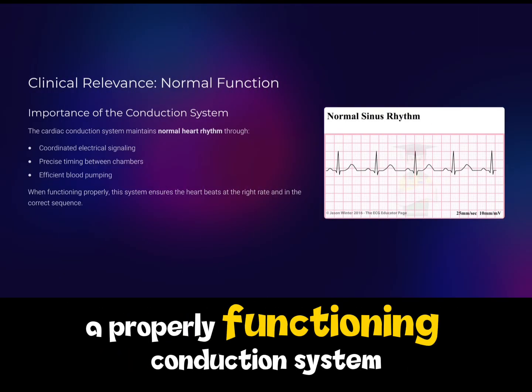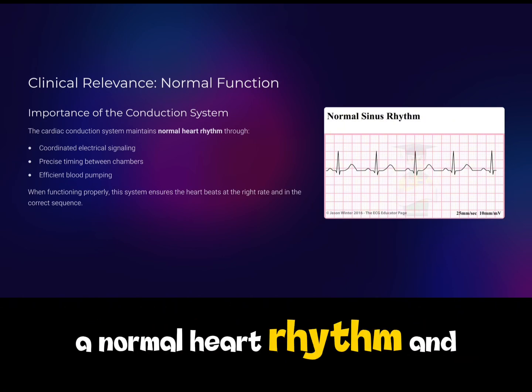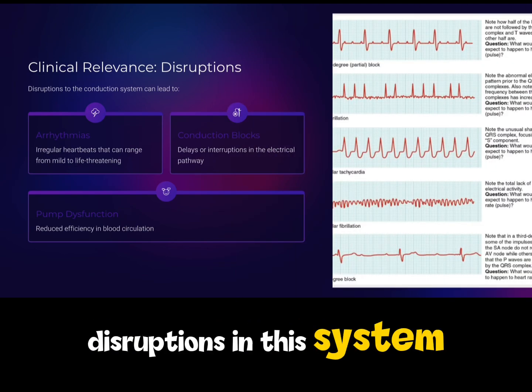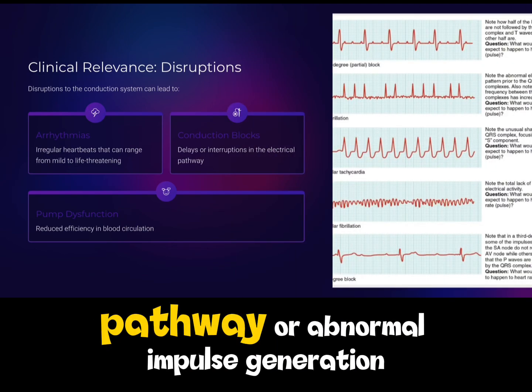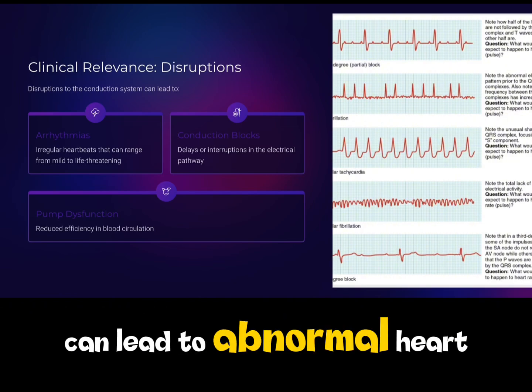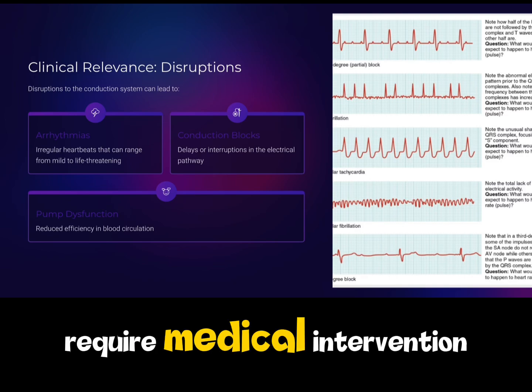A properly functioning conduction system is essential for maintaining a normal heart rhythm and effective pumping action. Disruptions in this system, such as blockages in the pathway or abnormal impulse generation, can lead to abnormal heart rhythms, known as arrhythmias, which may require medical intervention.